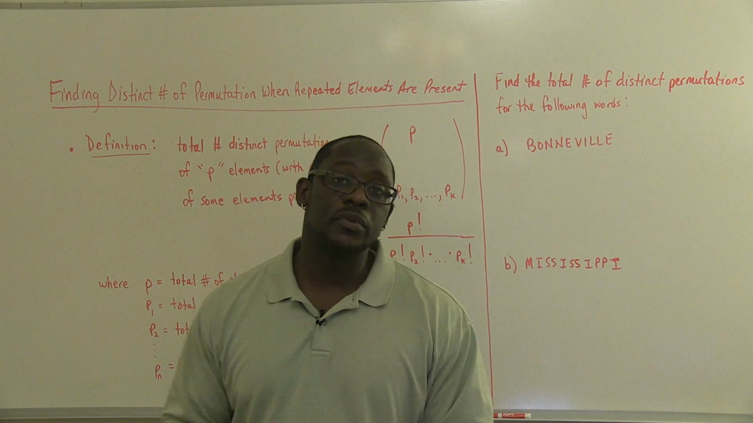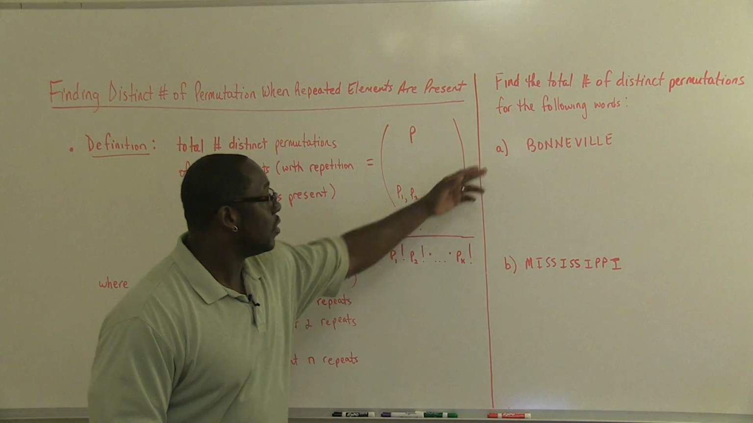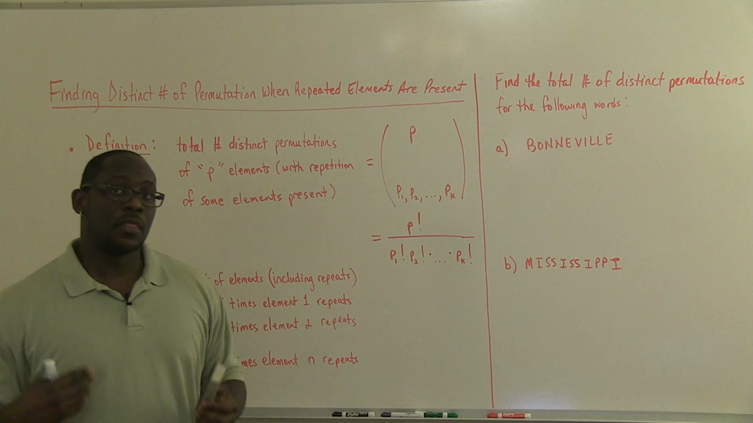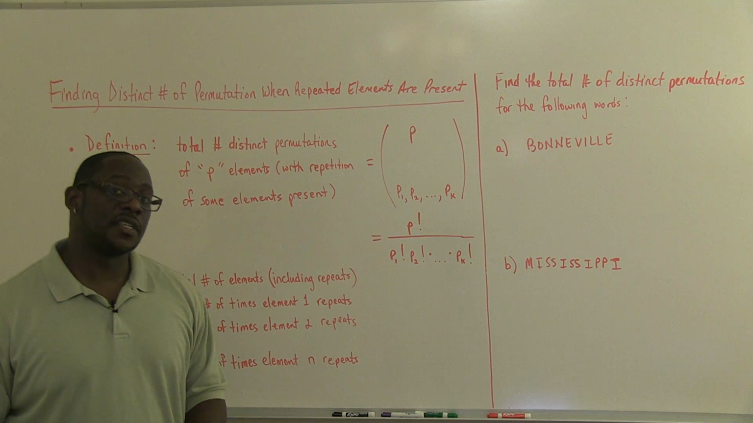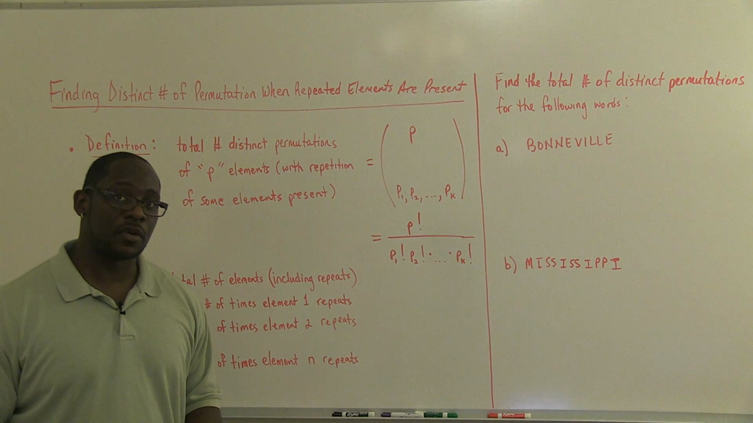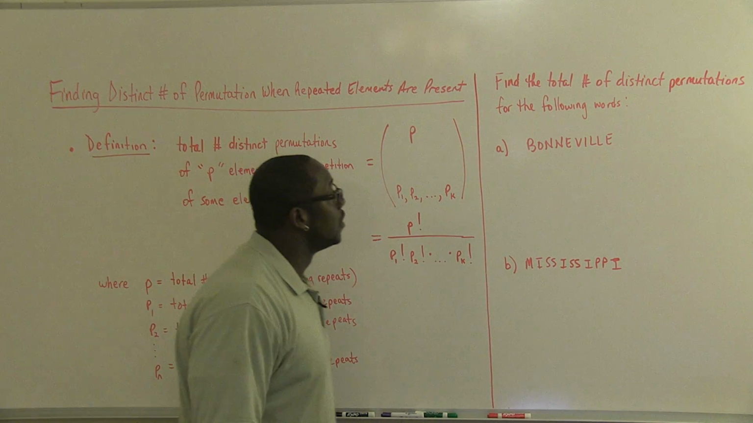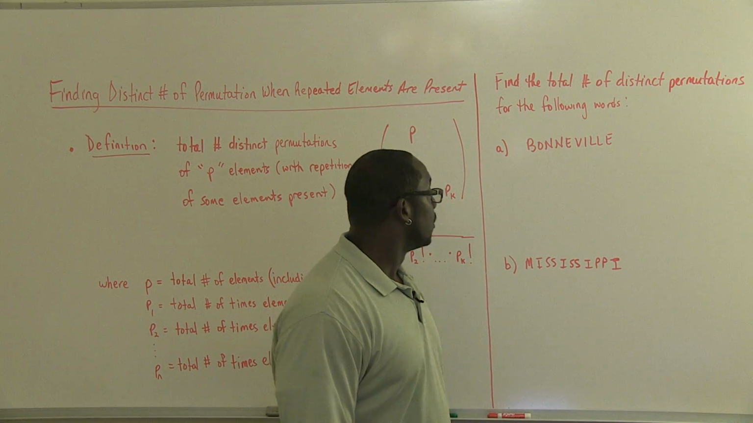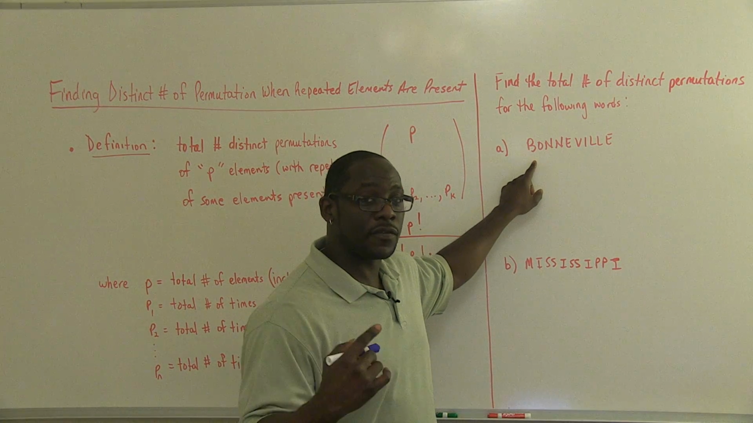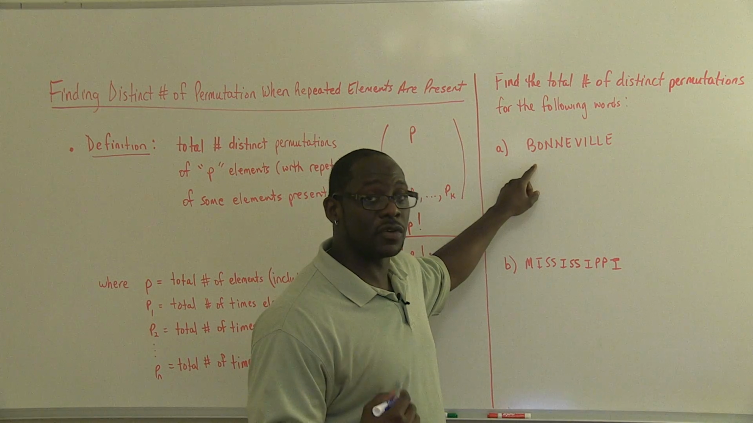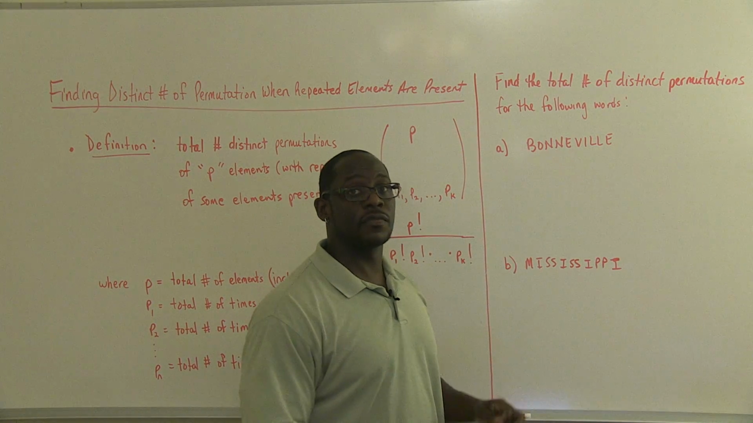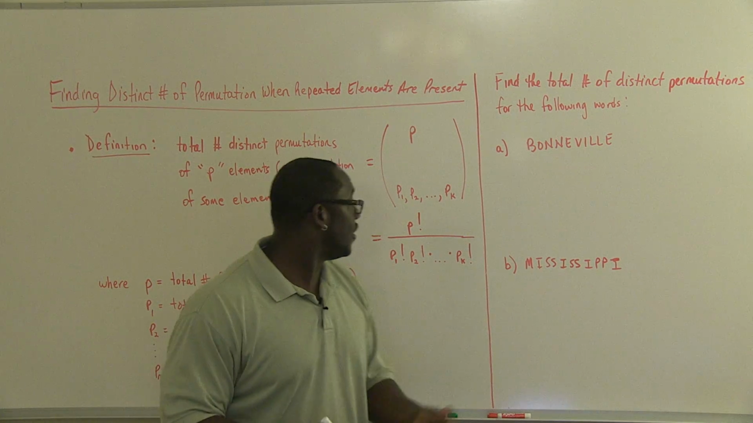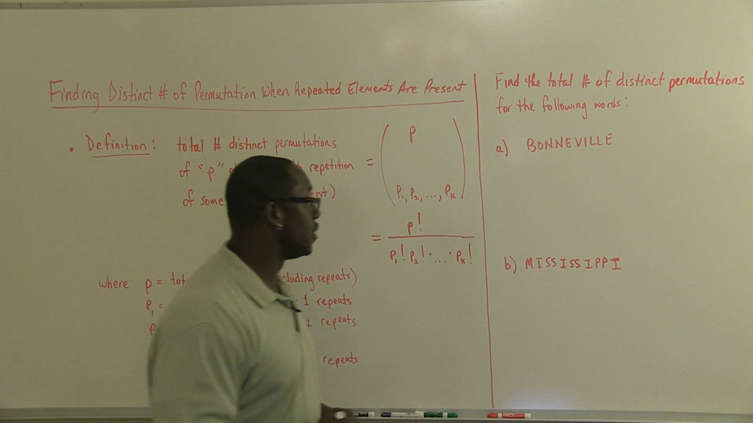We're going to see two examples of this using two different words. Both of these words have letters that repeat, so we're going to take that into account when doing the permutation. We first want to look at the word Bonneville. We want to first count how many actual letters we have, then figure out how many times each letter repeats, and then use that in our formula here.